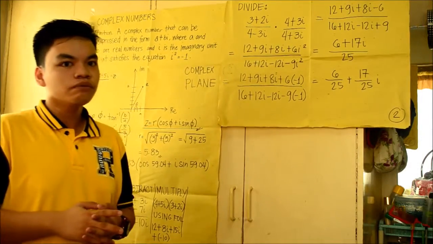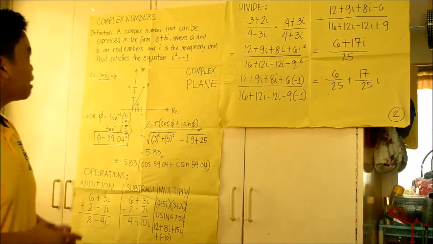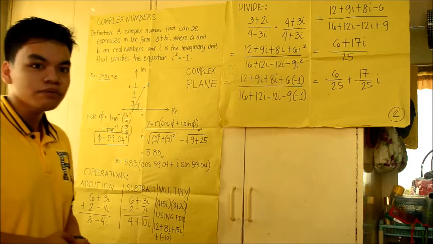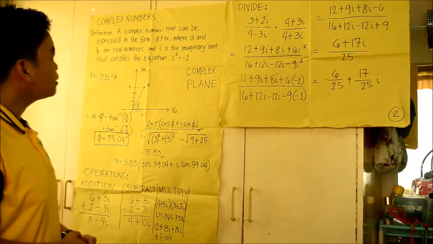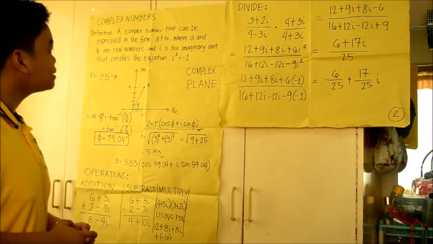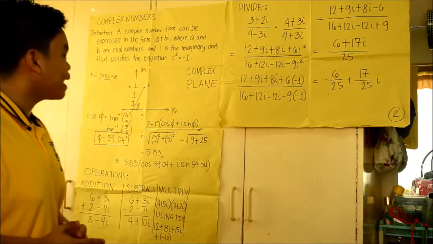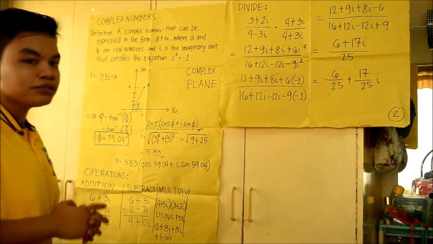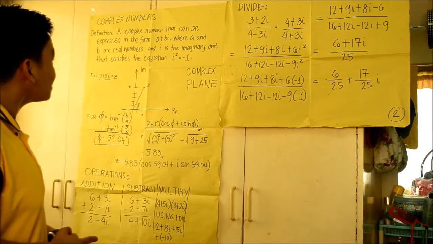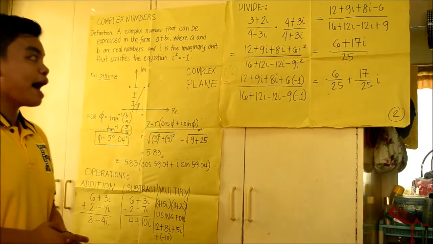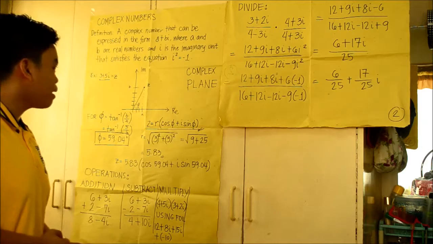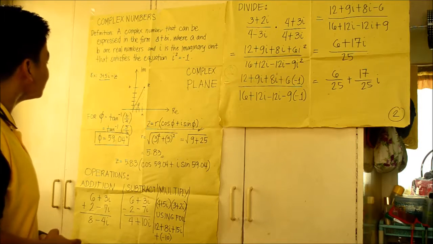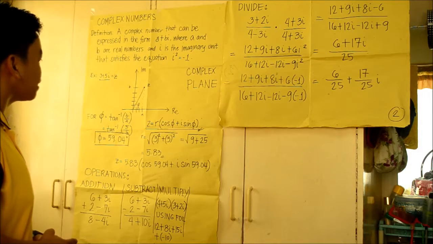The first topic for today is complex numbers. By definition, a complex number is a number that can be expressed in the form a plus bi, where a and b are real numbers and i is the imaginary unit that satisfies the equation i squared is equal to negative 1. For example, z is equal to 3 plus 5i.